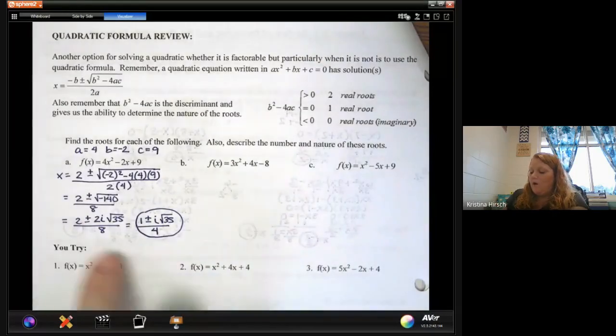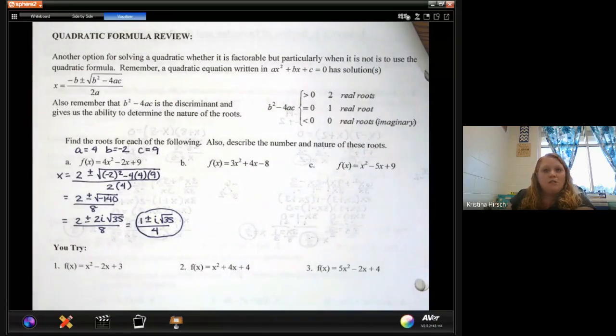Okay, but what you would want to know about this particular function, because we're talking about solutions here, is we have two imaginary solutions and we don't have any real solutions. So what we know about this graph is it's never going to cross the x-axis.